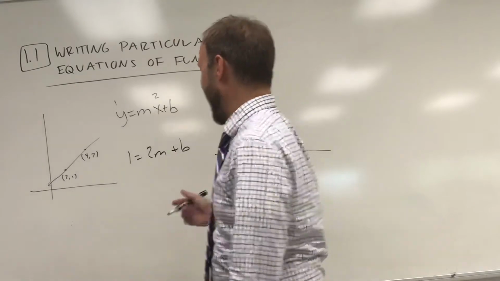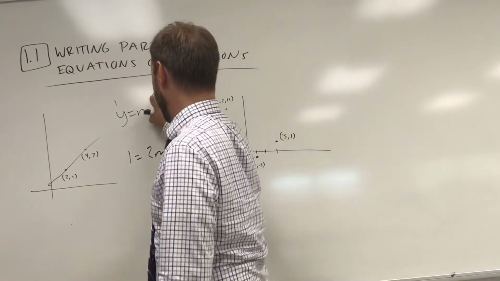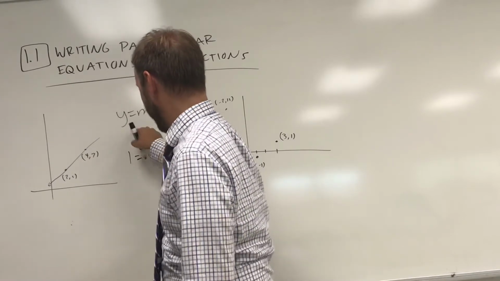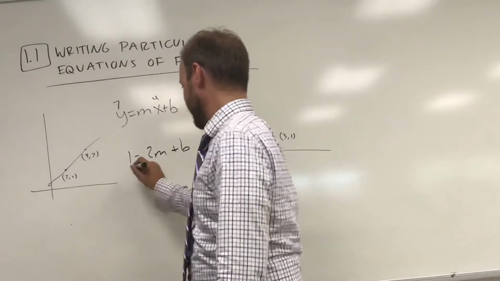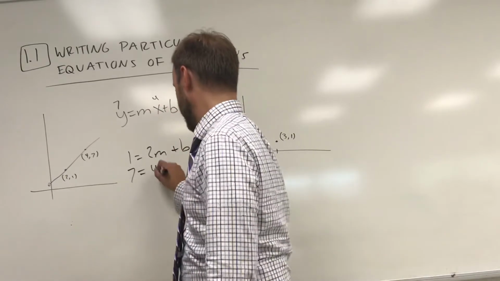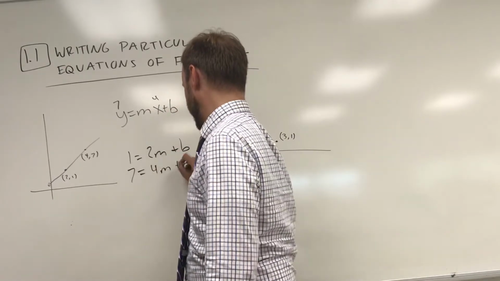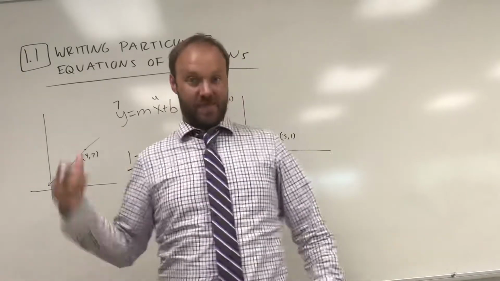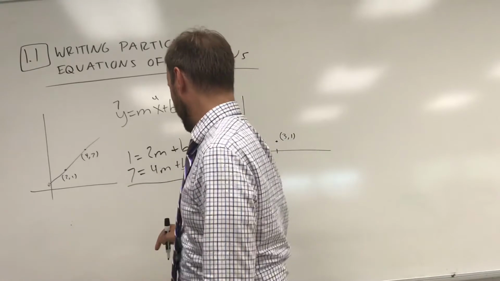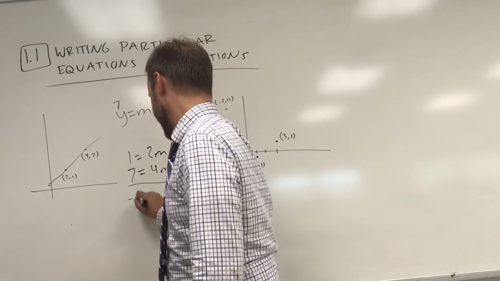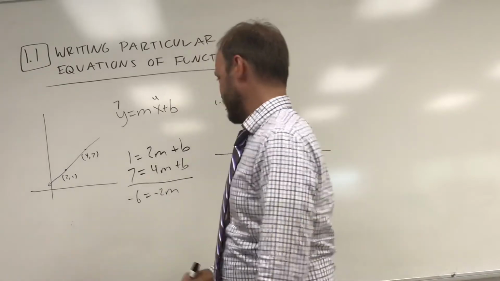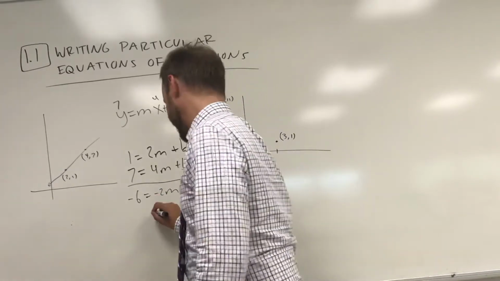And so you can come back and you can say, well, all right, when I put in a 4 for x, I want to get a 7 back for y. And that tells me that 7 is going to be equal to 4 times m plus the b value. That's not a terrible system to solve, okay? If you subtract these 2 equations, for example, 1 minus 7 is negative 6, 2m minus 4m is negative 2m, the b's would cancel. You find out that m is equal to 3.